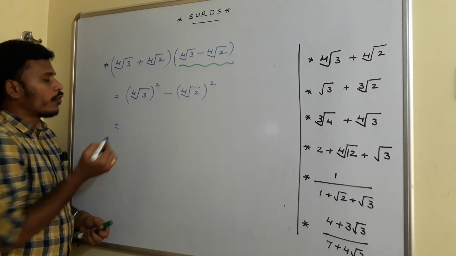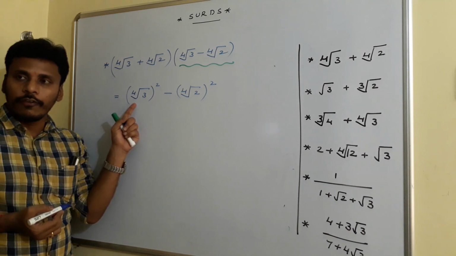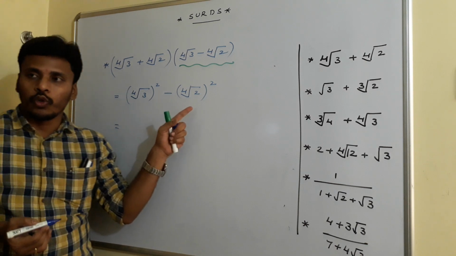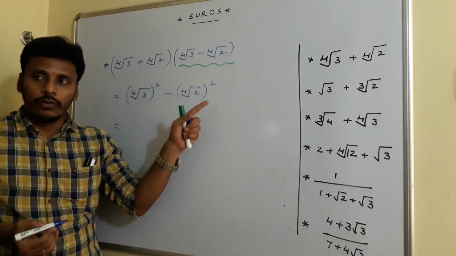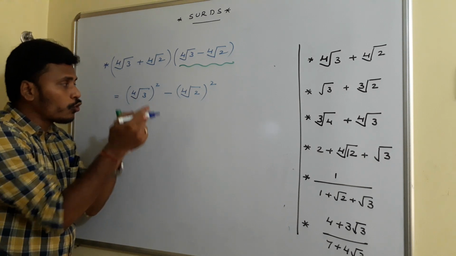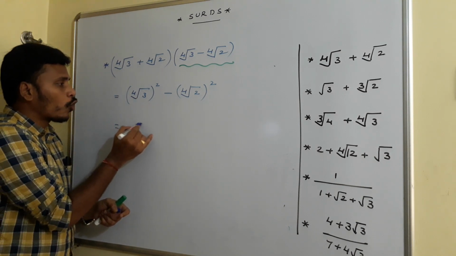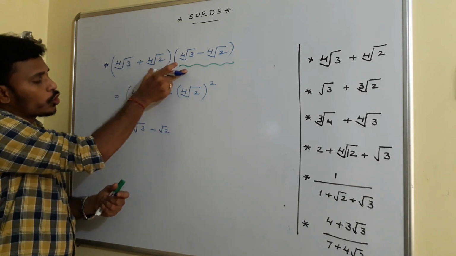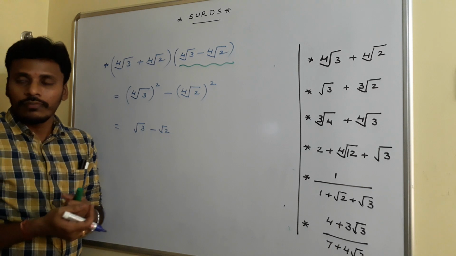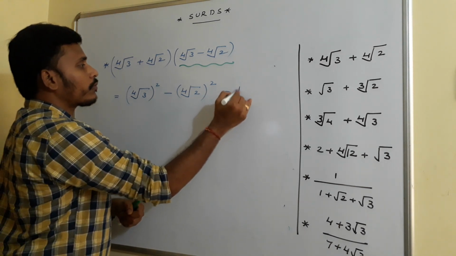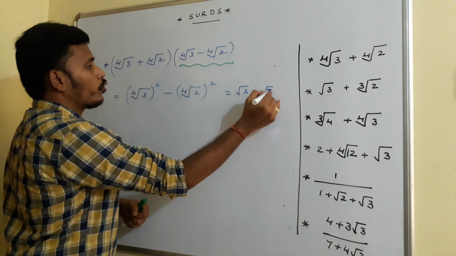Concentrate well on this. 4th root 3 means 3 power 1 by 4, power 2. Then it becomes like 3 power 1 by 2. And here it is 4th root 2, 2 power 1 by 4, power 2. Then it becomes like 2 power 1 by 2. So this 4th root 3 square minus 4th root 2 square will become like root 3 minus root 2. So the product of these two things is root 3 minus root 2. It is not a rational number, right? So this result is what? Root 3 minus root 2.